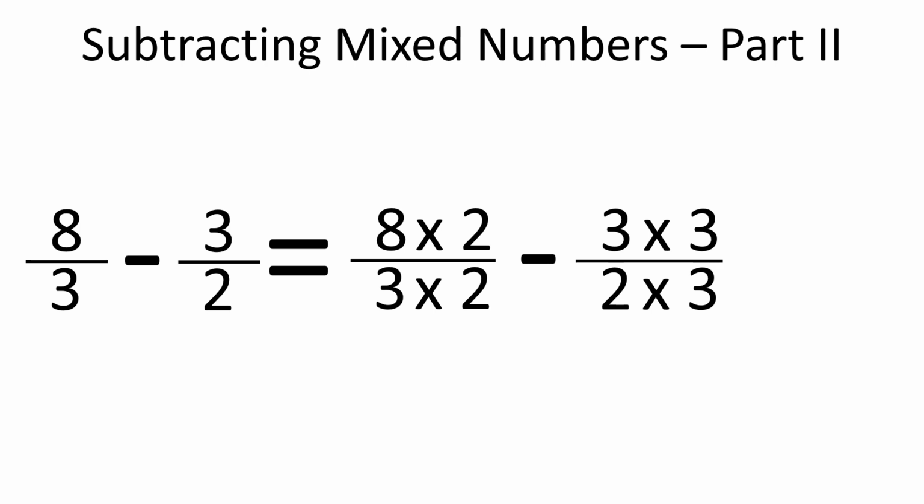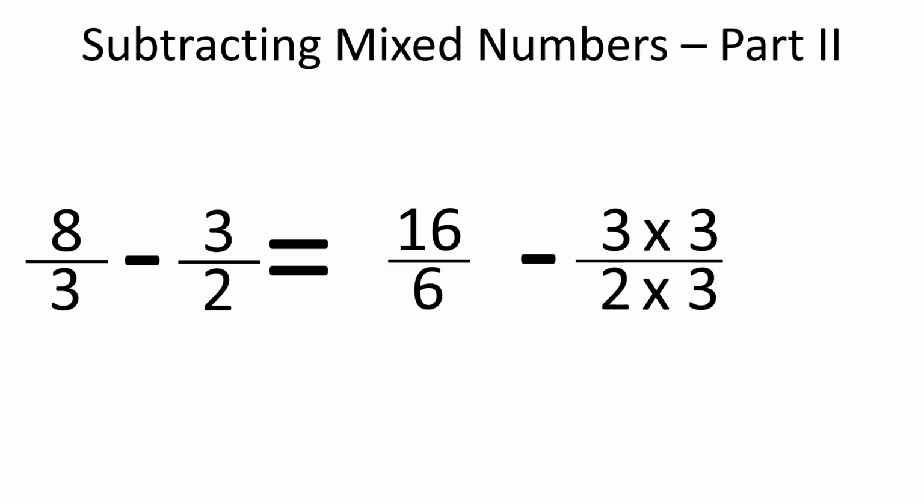So 6 is the common denominator for 2 fractions in our example. To convert 8/3 to an equivalent fraction with 6 in the denominator, we have to multiply both denominator and numerator by 2. So 8 over 3 becomes 16 over 6.